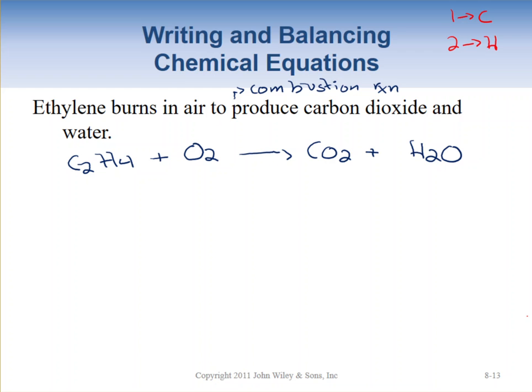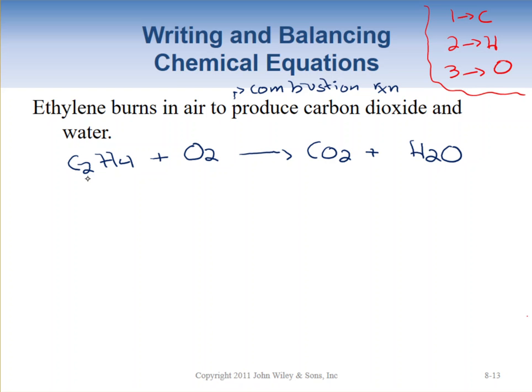Then you want to balance hydrogen, and at the end, you want to balance oxygen. So this is the order you're going to use in order to balance a combustion reaction. First, balance carbon, then hydrogen, and then at the end, you want to balance oxygen atoms. So let's balance this equation.